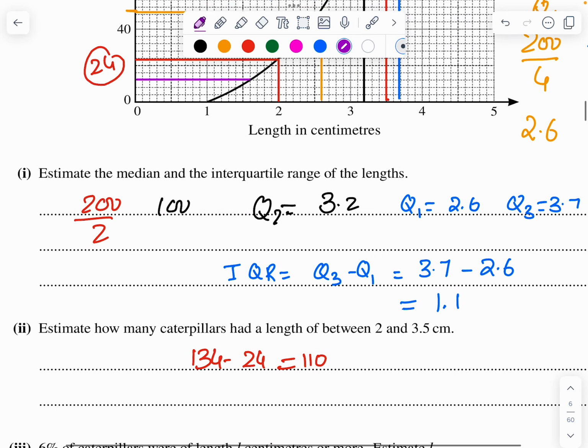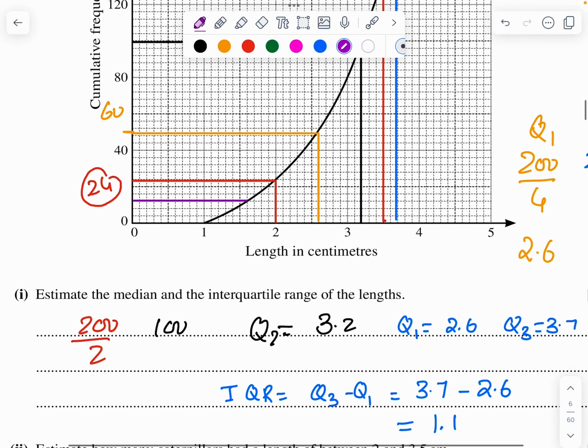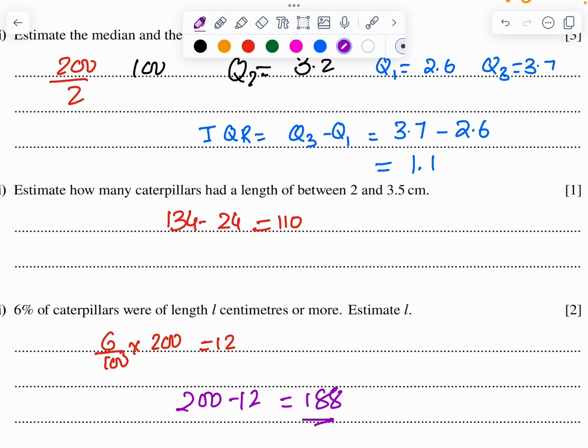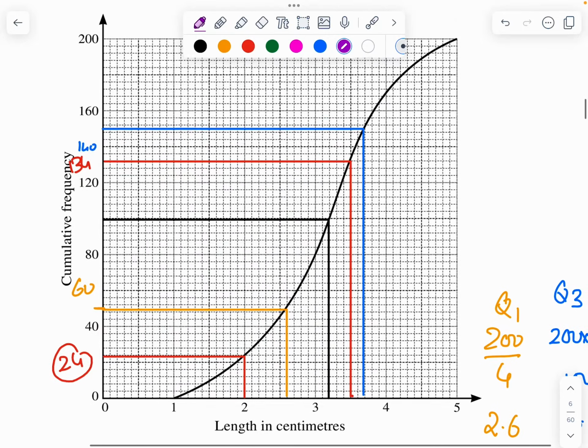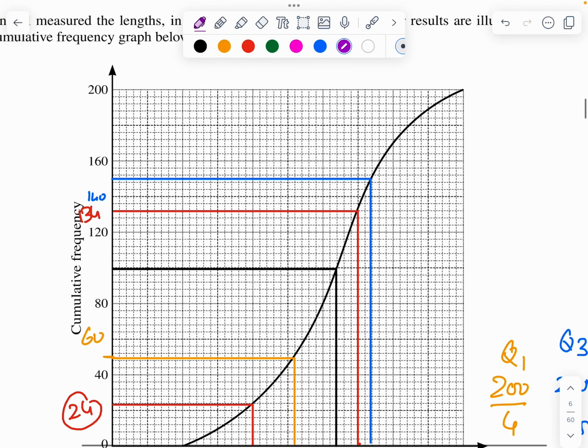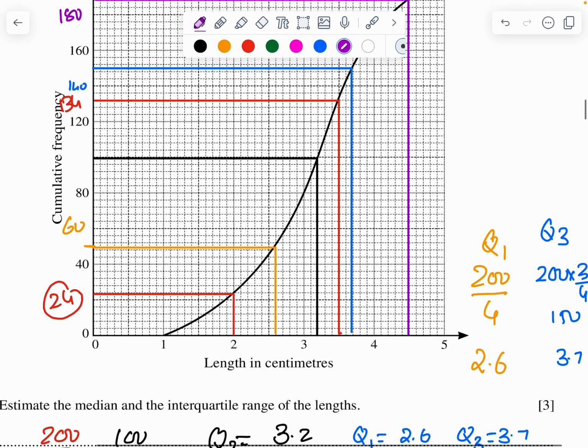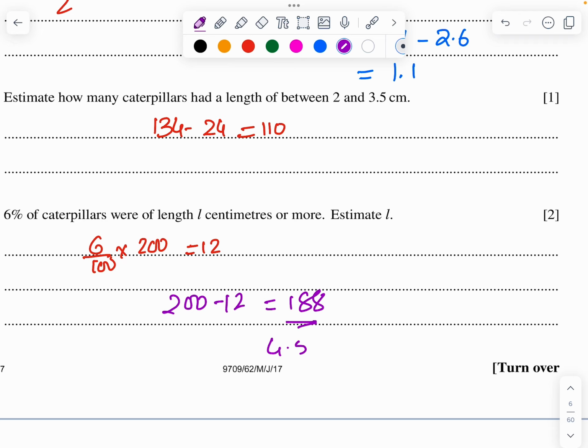What is the length he's been asking us to find? Instead of doing it like that, what I can do is 200 minus 12, which is 188. So I'm going to draw the line from 188. This is 180, and 188 will be over here. Hit the graph, then drop it down. When I drop it down, I can clearly see that it is at 4.5 centimeters.